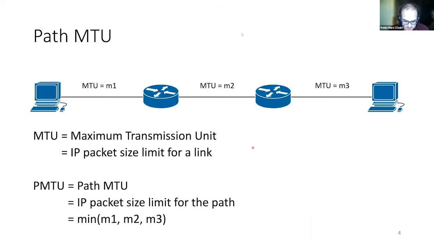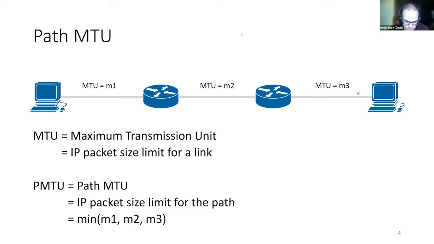Okay, let's start with the introduction. The MTU stands for the maximum transmission unit, and what I mean with MTU is the IP packet size limit for a link. If we consider two endpoints connected via two routers, we have three links. Each link can have its own MTU, which I named M1, M2, and M3.